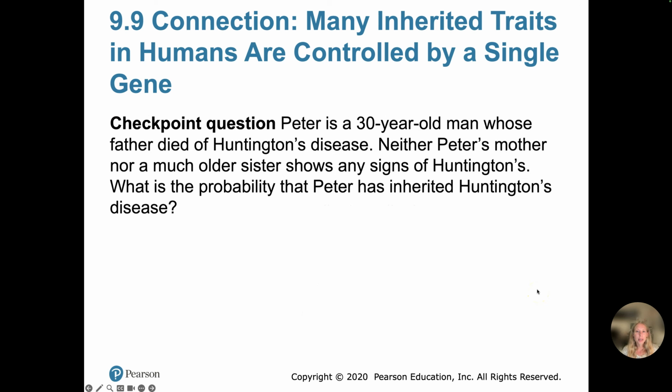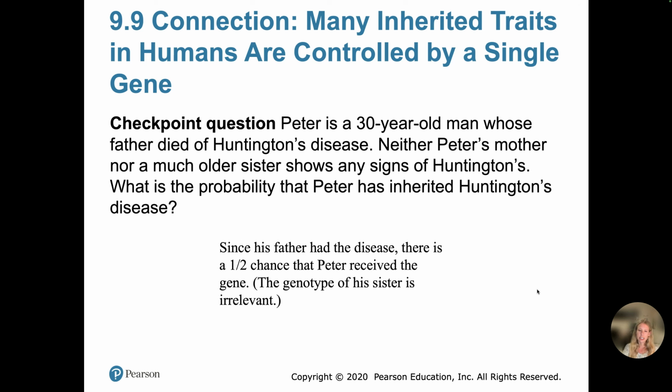A checkpoint question. Peter is a 30-year-old man whose father died of Huntington's disease. Neither Peter's mother nor a much older sister shows any sign of Huntington's. What is the probability that Peter has inherited Huntington's disease? So remember, Huntington's disease is a dominant disease and it doesn't strike till middle age. Peter's father had it, which means he has to have at least one dominant allele for Huntington's disease. It's likely that he doesn't have two, because that would mean both of his father's parents had the dominant allele, which is unlikely. So we're going to assume that his father was a heterozygote.